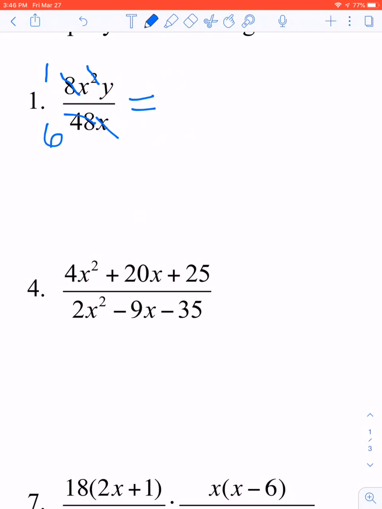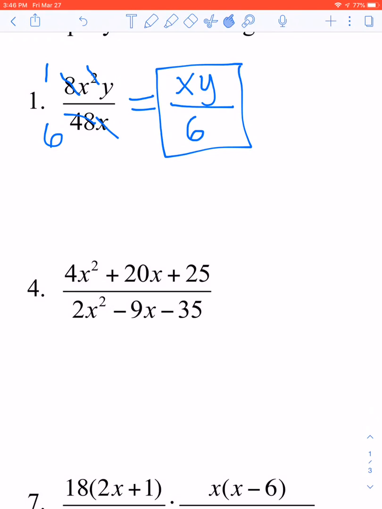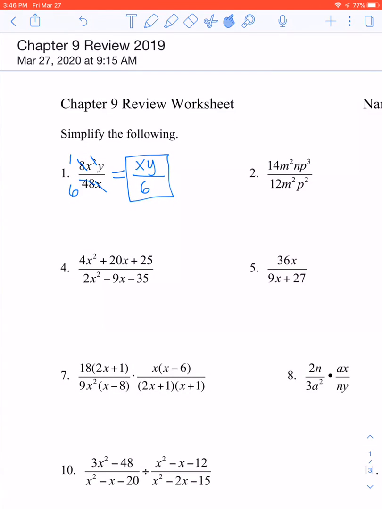So we're going to rewrite it as on the top we have a 1, but we don't need to write the 1 down. It's the same with or without the 1 in front. And then we have an x left, and we have a y left. And then on the bottom, we don't have any x's or y's left. All we have is our 6. Don't forget your 6. Okay, so now we're looking at this fraction, and nothing else can be simplified, so that is your final answer. So feel free to write that down as your final answer for number 1.